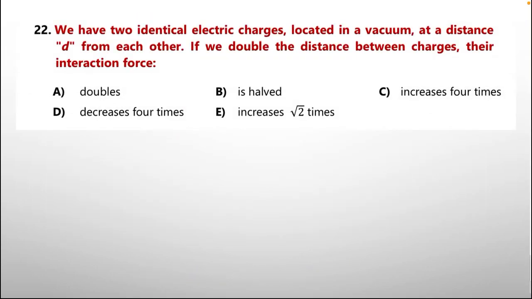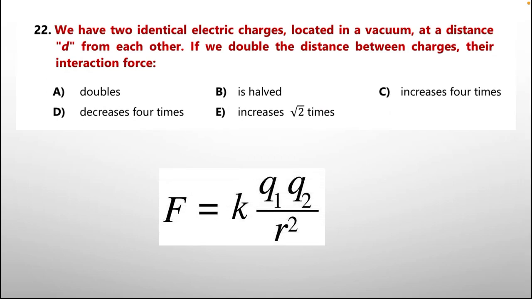Moving on, question number 22. We have two identical electric charges located in a vacuum at a distance d from each other. If we double the distance between the charges, their interaction force. Options are available. A. Doubles. B. Is halved. C. Increases 4 times. D. Decreases 4 times. E. Increases square root of 2 times. For solving this question, we know the formula for two charges separated by a distance between each other. So what will be the effect if the distance changes?